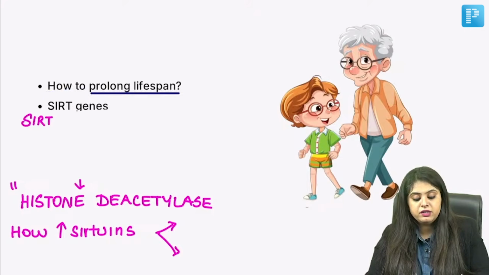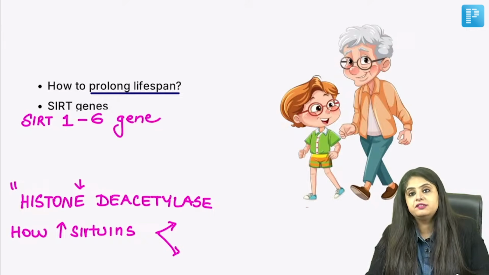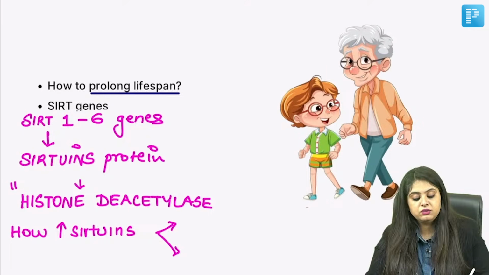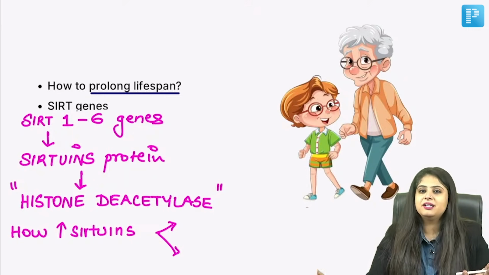Sirt stands for Sirtuin. So Sirt1 to Sirt6 genes God has given you. And these genes are going to make some proteins called the Sirtuin protein. Sirtuin protein क्या होता है? उसका enzyme activity क्या होता है? Sirtuin protein is a histone deacetylase. ये रटना पड़ेगा, tough part.